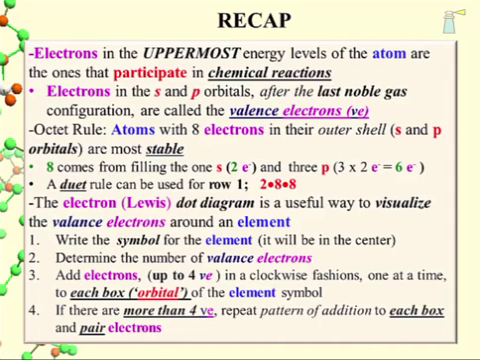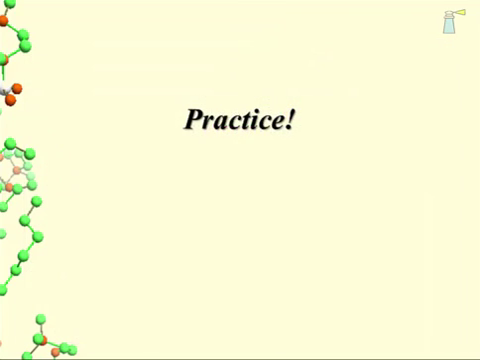And that concludes our lecture on valence electrons and their use in the octet rule and the dot diagram. This is a useful topic that makes sense with a little practice.